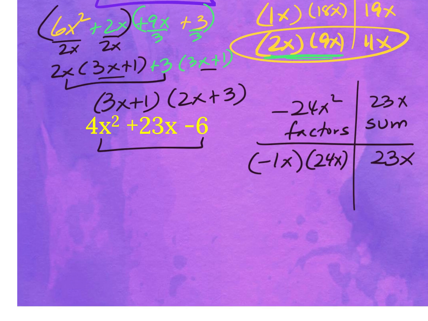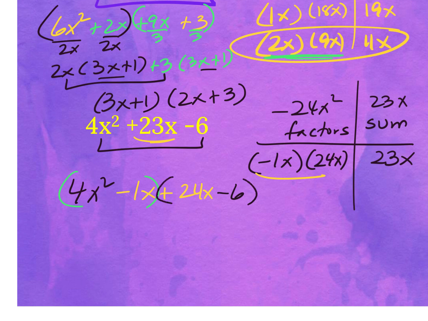So again, rewrite the 4x squared. Replace the middle with these two factors. Again, it doesn't matter the order that you place them. You will get the same answer either way. Make your groups. My greatest common factor of green is just x. Divide. My greatest common factor of the black group will be 6.